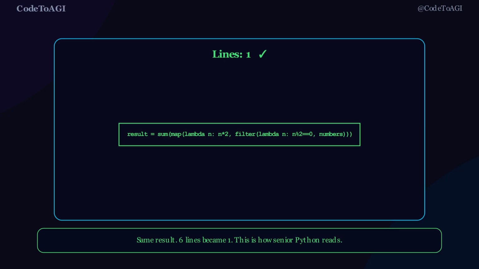Watch the lines disappear. 6 lines. Now 4. Now 2. Now 1. Sum of map. Lambda n: n times 2. Filter. Lambda n: n mod 2 equals 0. Then numbers. Same result. 1 line. This is the moment it clicks for most people. You're not memorizing syntax. You're learning to see loops differently.